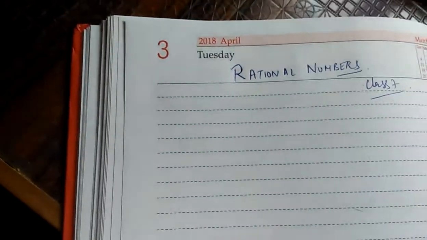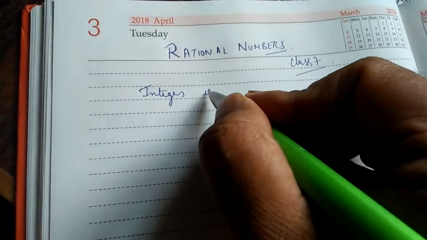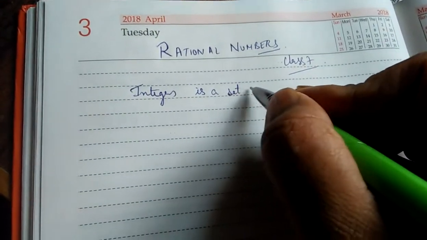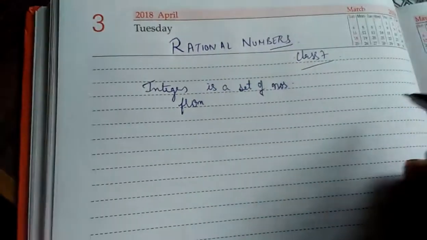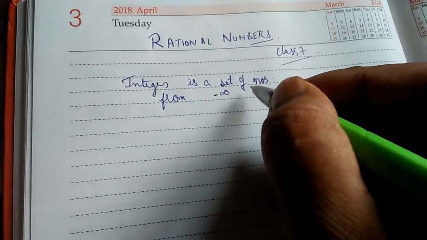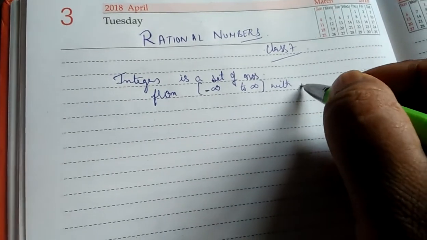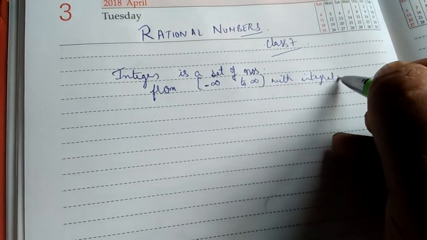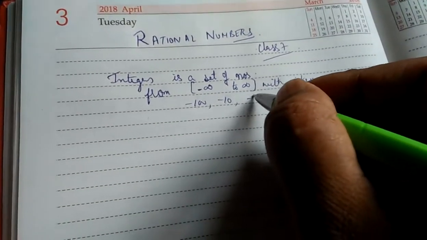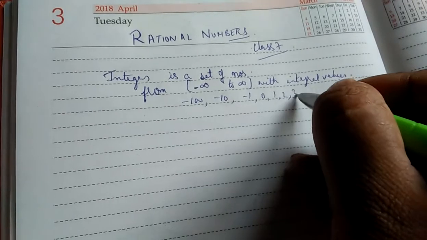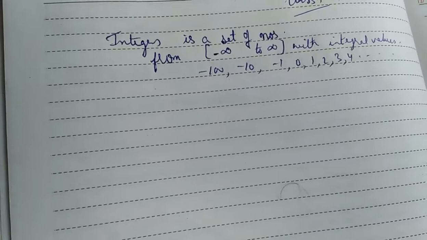So we know that integers is a set of numbers from minus infinity to plus infinity with integral values. So minus 100, minus 10, minus 1, 0, 1, 2, 3, 4. Every number is an integer, alright?